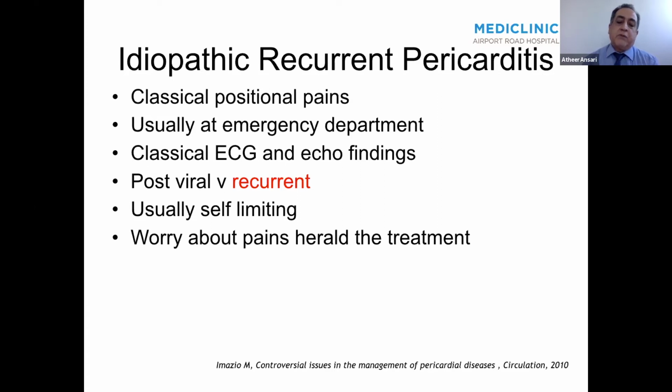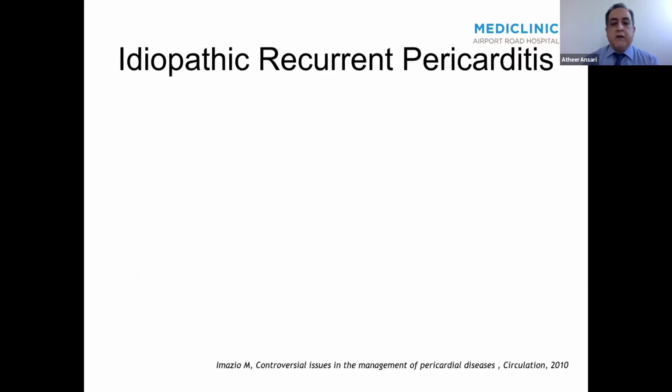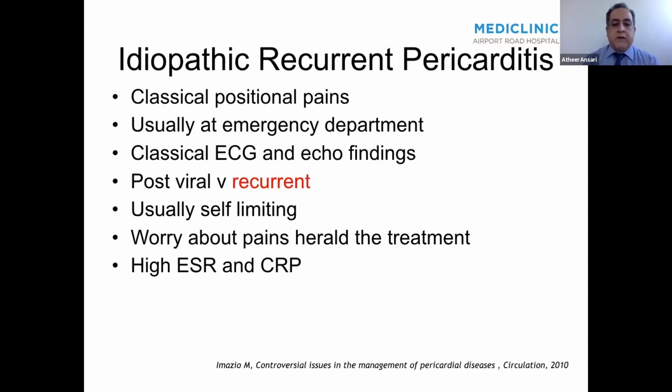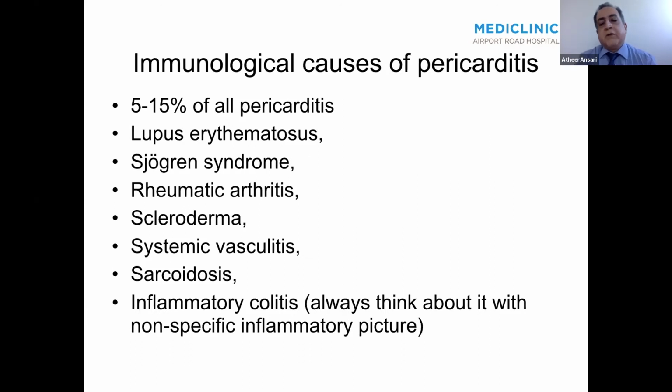And because of the worry about the pain, they try all the treatments. When I see them, I tell them this could be an autoimmune condition of some sort. They reject this concept. They say, look, my problem is with the heart, simply because of the cardiologist's opinion. They often have high ESR and CRP. And if we look at the immunological causes of pericarditis, they make up between 5 to 15 percent of all pericarditis. And these are the conditions that might cause pericarditis.